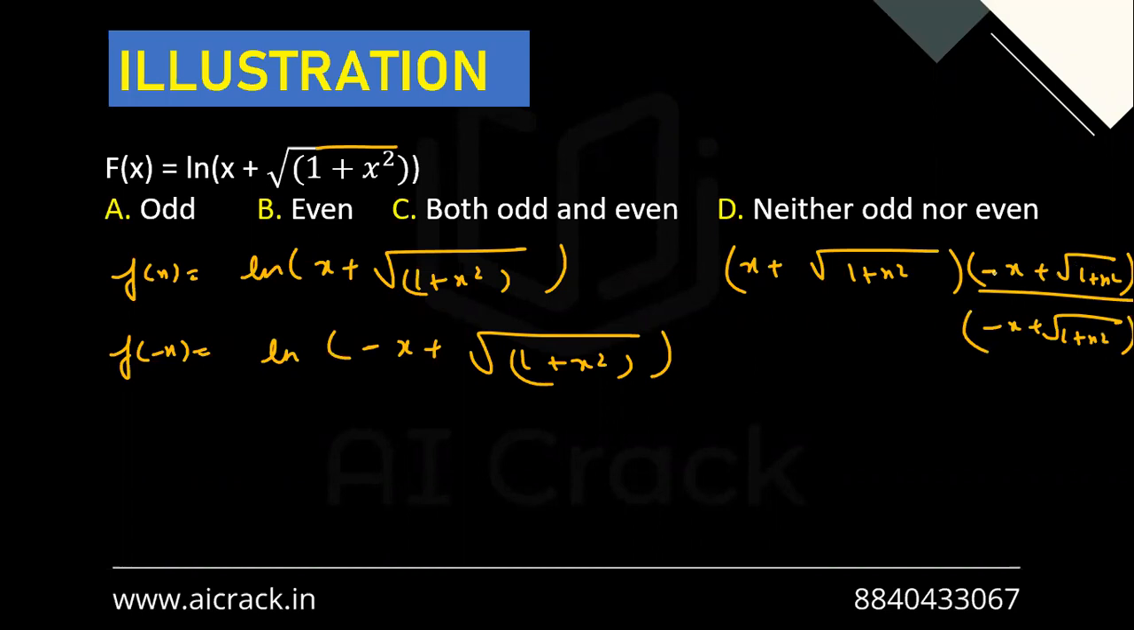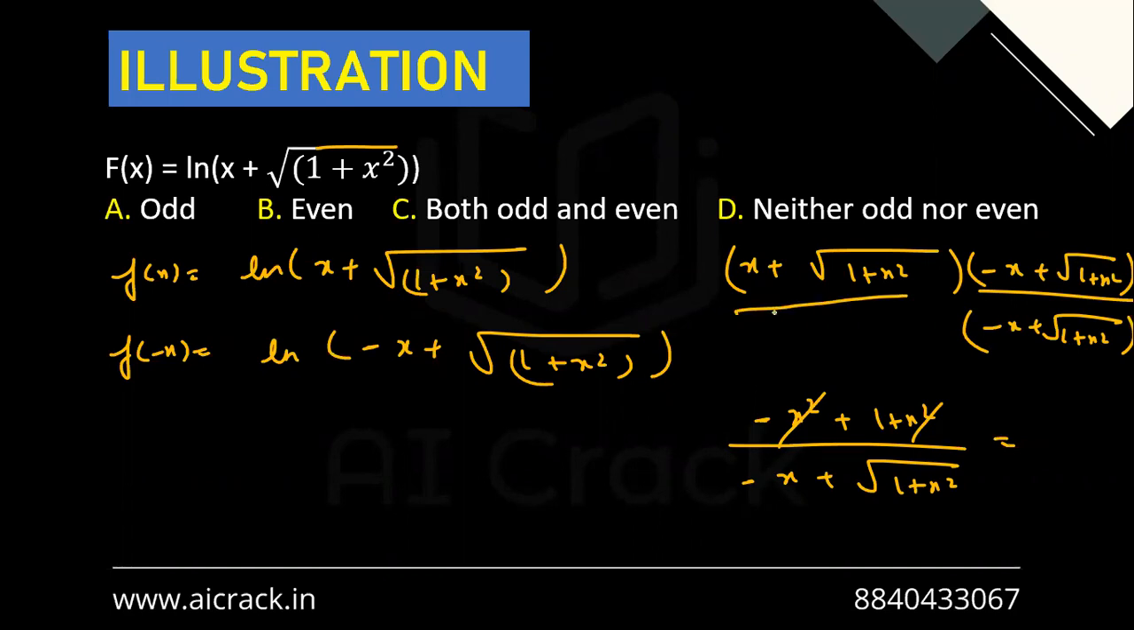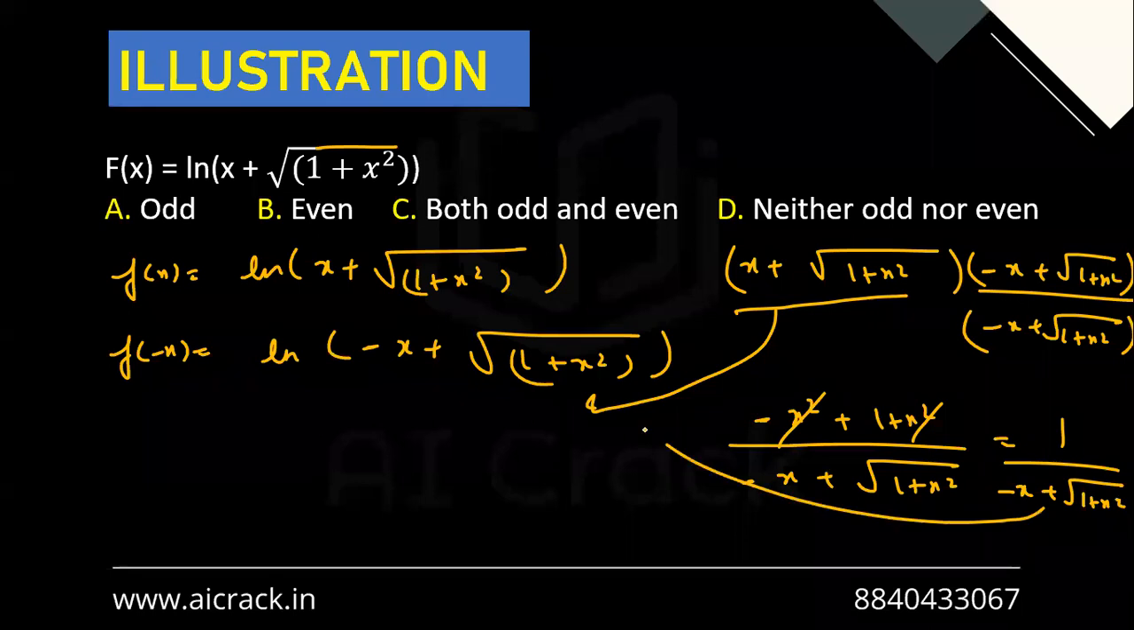Now, if I multiply both of these, what will I get? Minus x square plus 1 plus x square divided by x plus under root 1 plus x square. So this gets cancelled. So what is this? Basically, this is 1 by this. So this comes out to be 1 upon x plus under root 1 plus x square. So this is same as this, right?